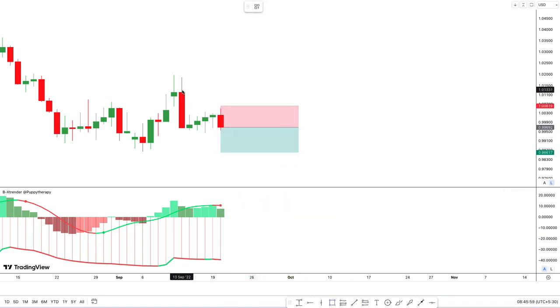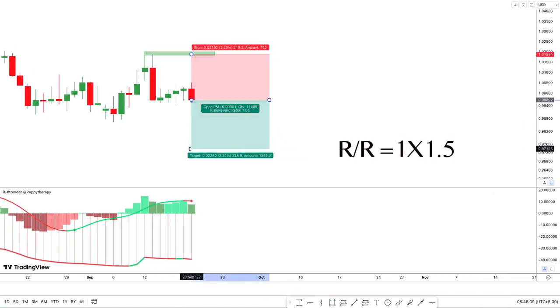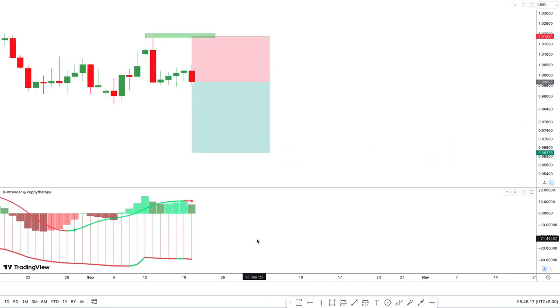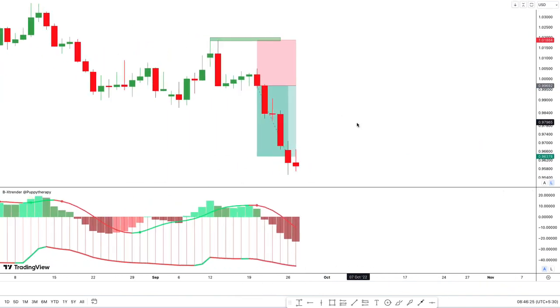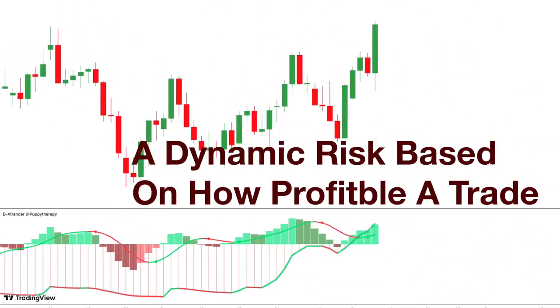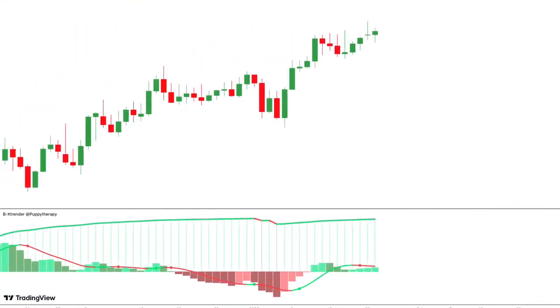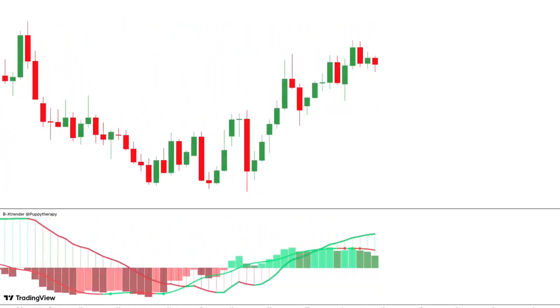Then keep the stop loss above the recent swing high, and we set a 1:1.5 risk to reward ratio. Let's see this trade running. This trade successfully won. I would recommend using a dynamic risk based on how profitable a trade is, if, once you are going to take an entry, you notice that the market is currently in a retracement.